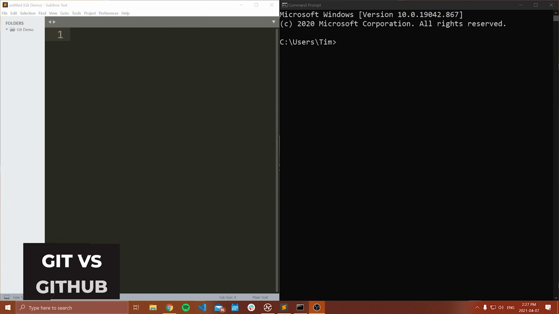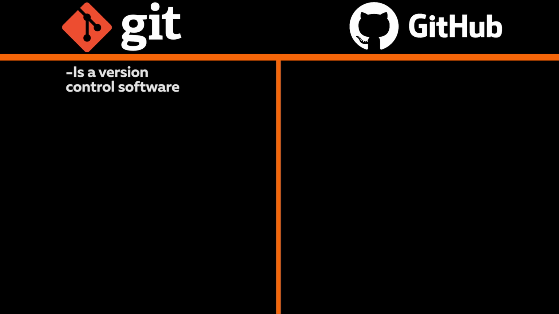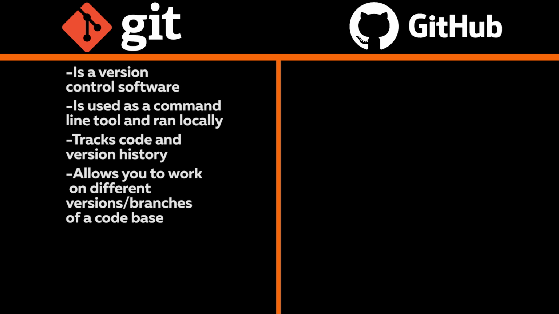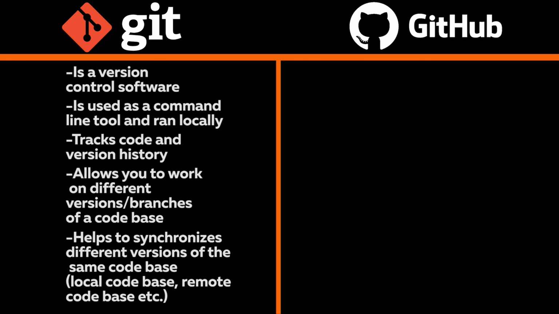So we'll get into the commands in one moment, but I want to quickly describe the difference between Git and GitHub. So when we talk about Git, we're talking about the actual version control software. Now, typically Git is run as a command line tool and it's run locally on your machine. This is the software that we're actually going to install before we get into all of the commands. Now, what Git does is it allows you to track your code and version history. It allows you to work on different versions or different branches of a code base, and it helps everybody synchronize their different versions of code.